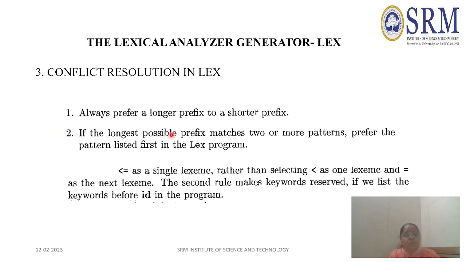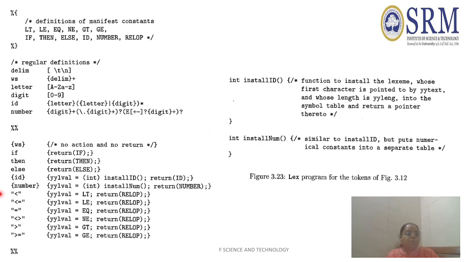So if the longest possible prefix matches, okay, you found less than or equal to as the longest prefix. Now this matches 2 or more patterns: the less than pattern is matching, and the equal to pattern is also matching. Prefer the pattern listed first in the Lex program. So what is the pattern that has been preferred first in the Lex program?